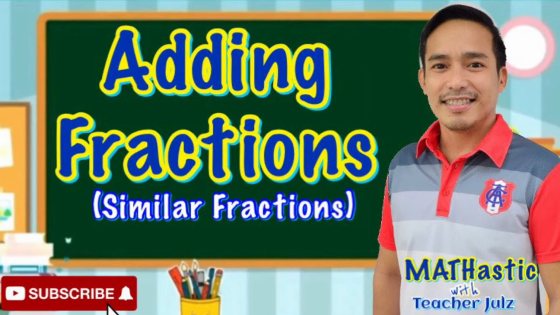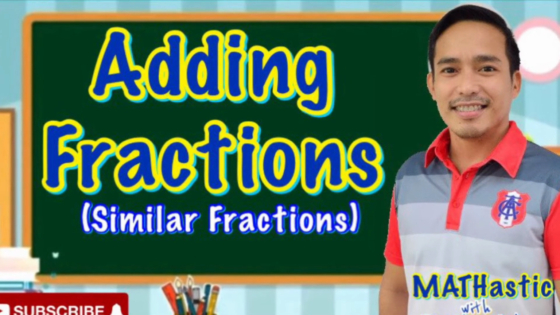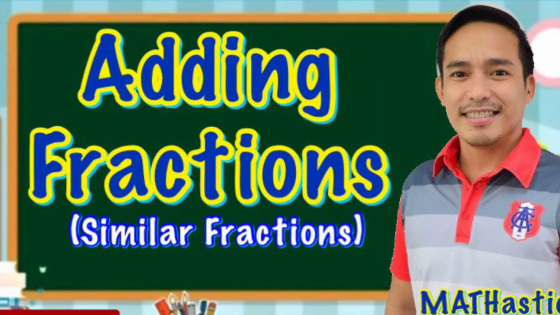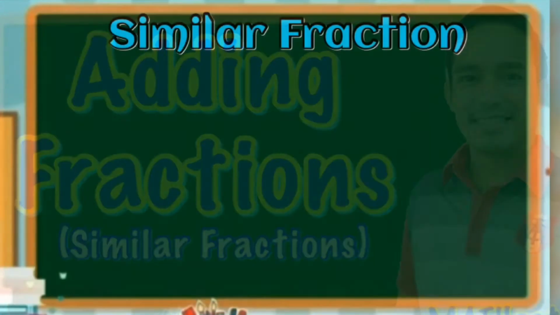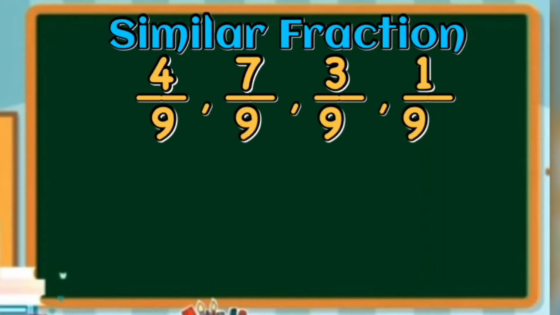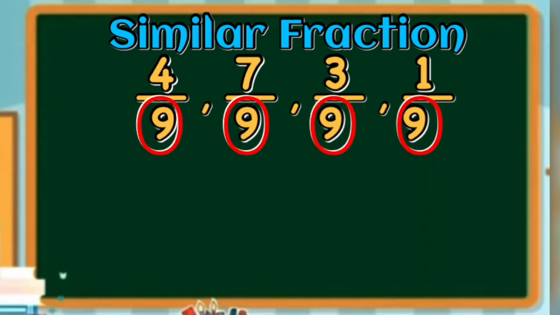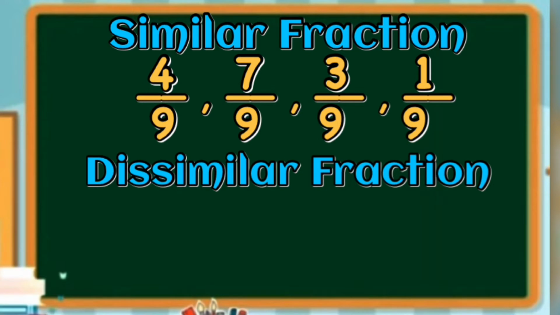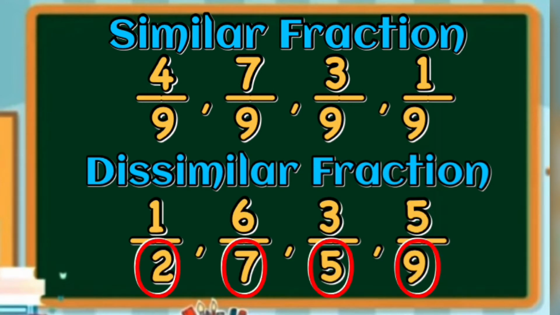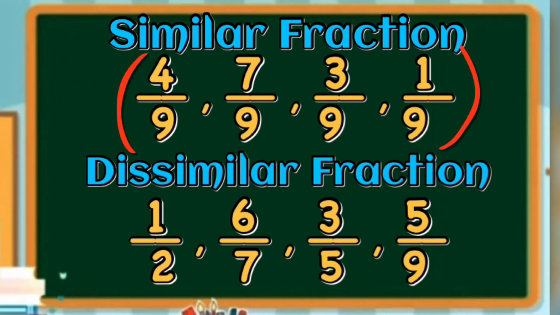And for today's video, we're going to add similar fractions. Before we begin, let's have a quick review of what similar and dissimilar fractions are. Similar fractions are fractions with the same denominator, while dissimilar fractions are those that have different denominators. Let's start with the similar fractions.